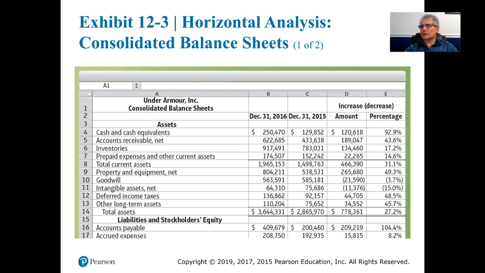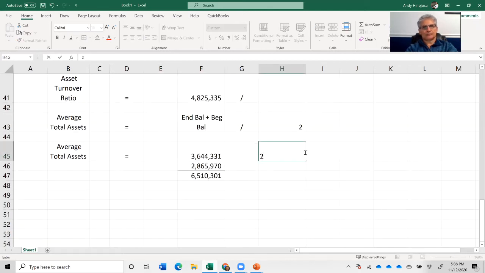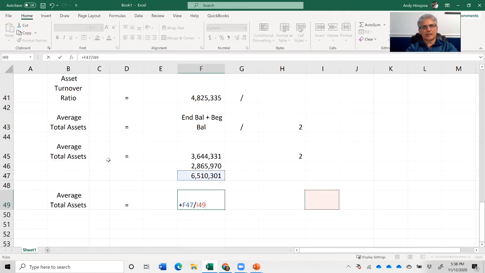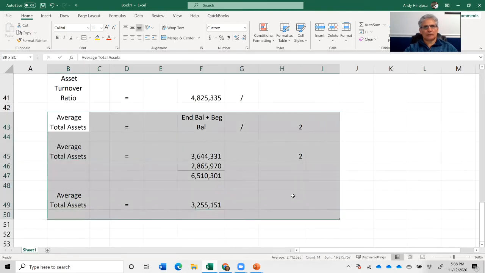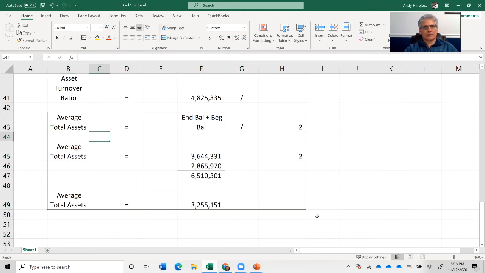So we go to the balance sheet as of December 31st, 2016, and we look at total assets. The ending balance is 3,644,331, and the beginning balance, which is equal to the prior year ending balance, was 2,865,970. And we add those two together, and that number is then going to be divided by 2. So total average assets will be this divided by 2. So let's go ahead and put a little box around here so we know this is focused on computing average total assets. Average total assets, here's what we came up with.